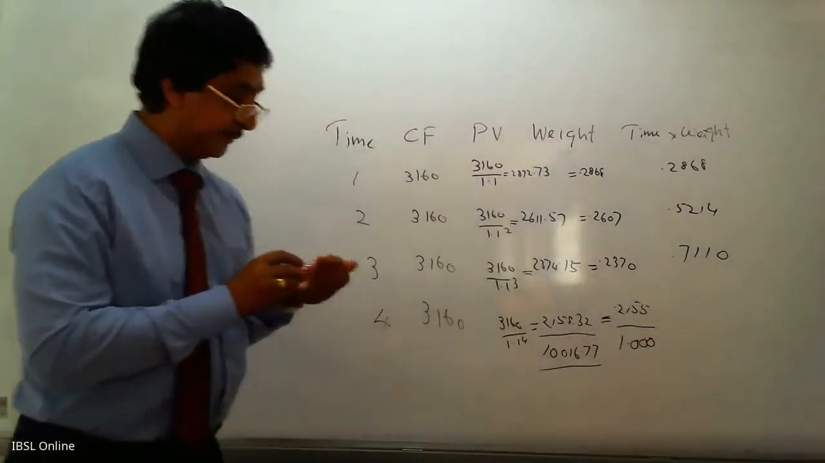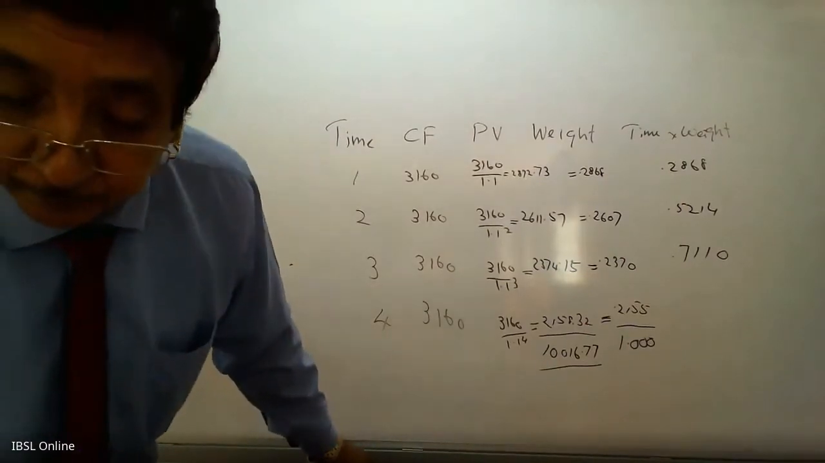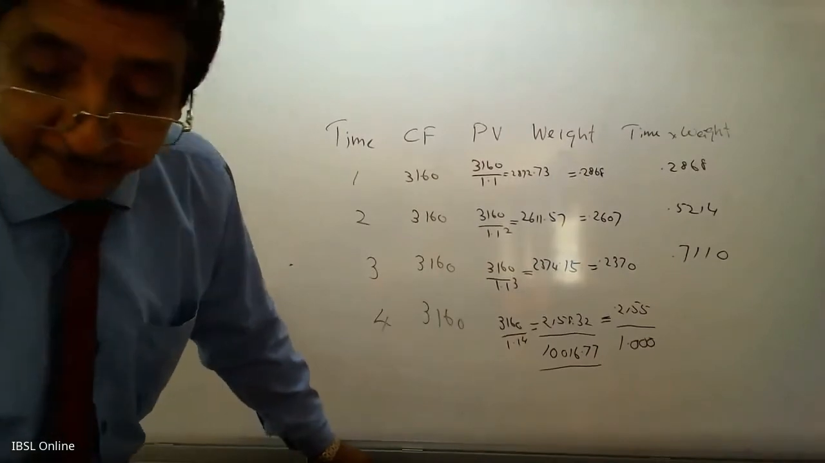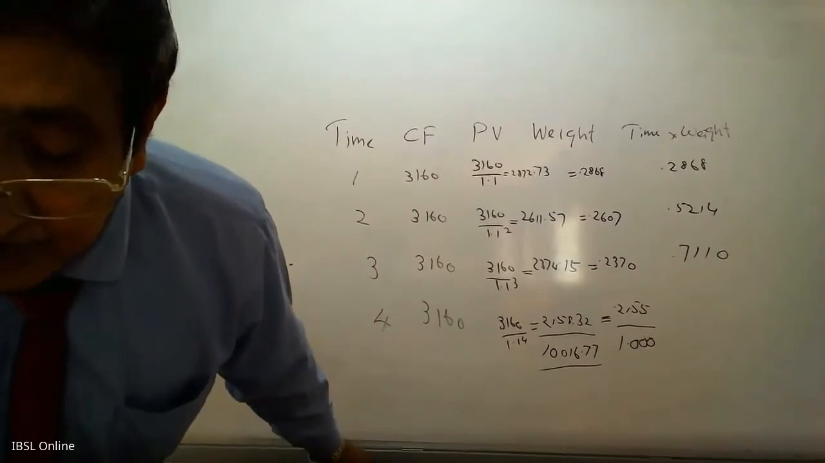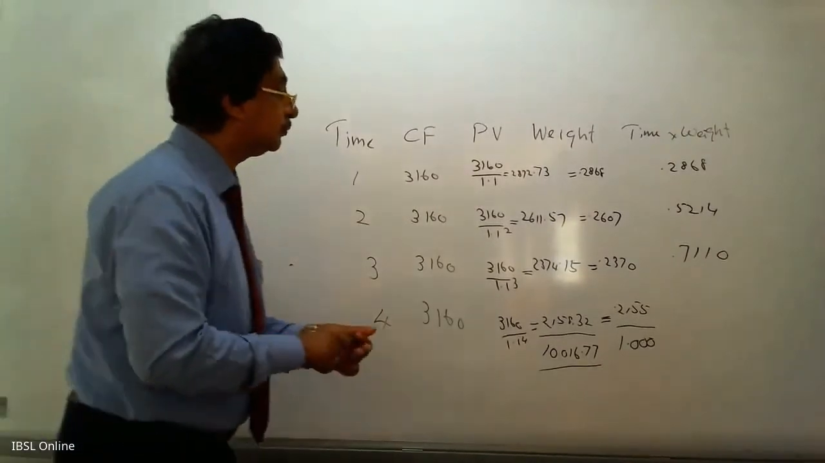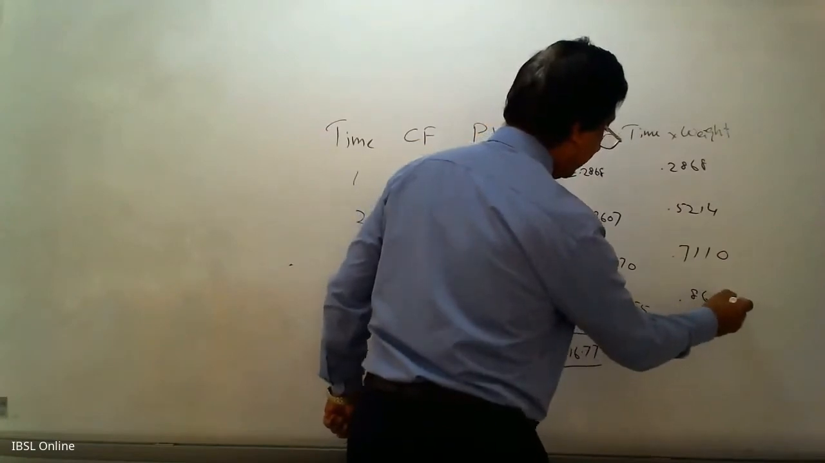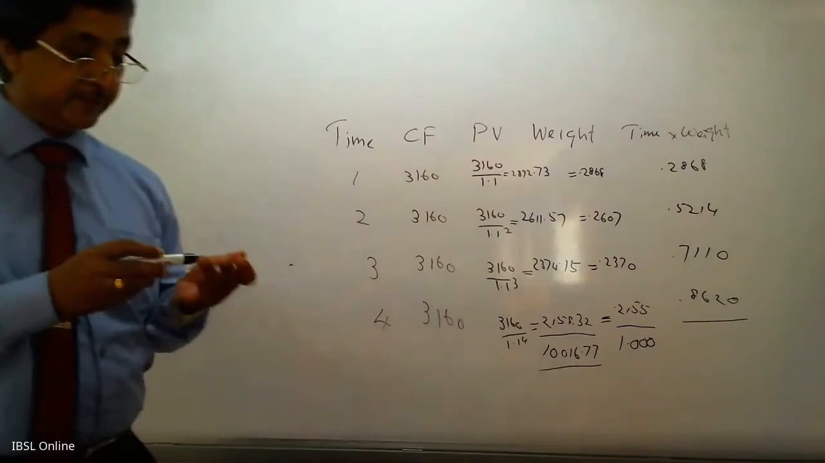The last one, 4 into 0.2155, is 0.862. Right. Now when you get the total of this, you arrive at the duration of this loan.